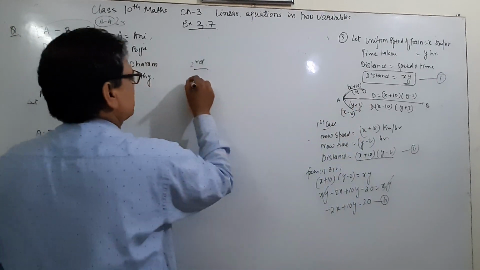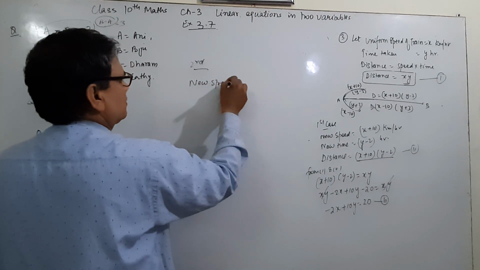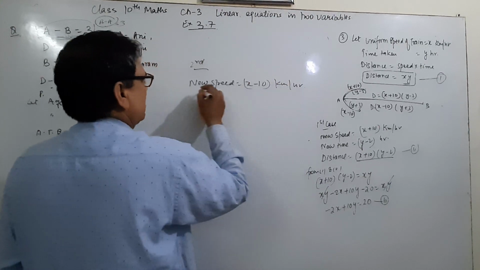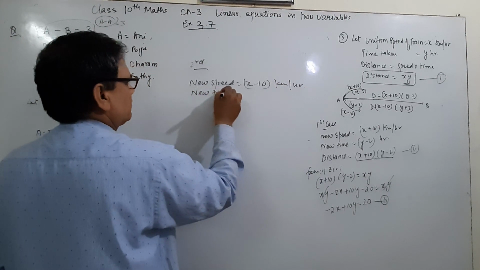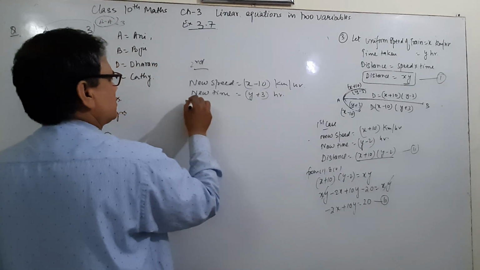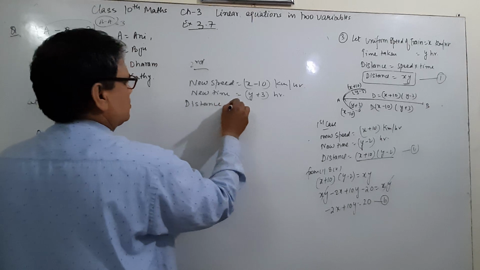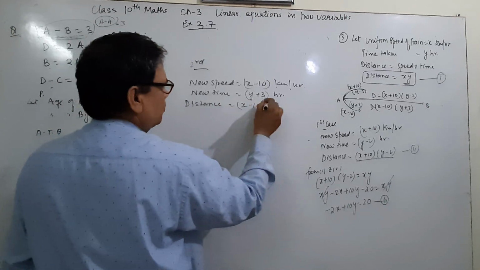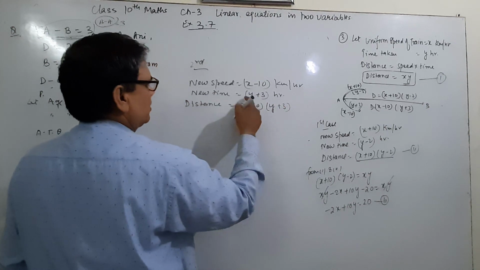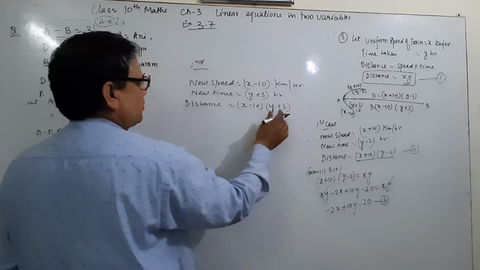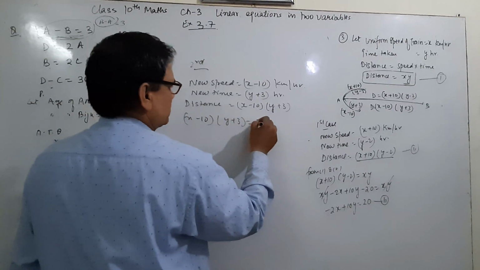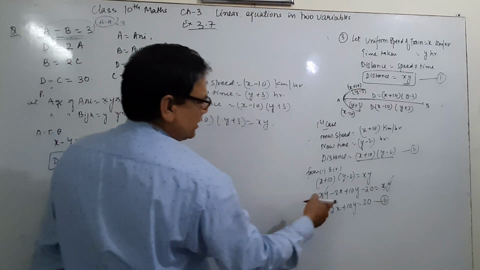New speed is equal to x minus 10 km per hour, and new time is equal to y plus 3 hours. Then distance is equal to speed into time, x minus 10 and y plus 3, which is equal to xy. And solve and find the second equation.